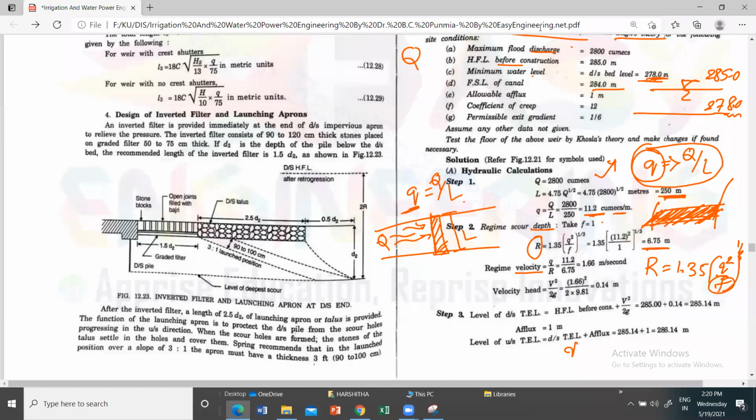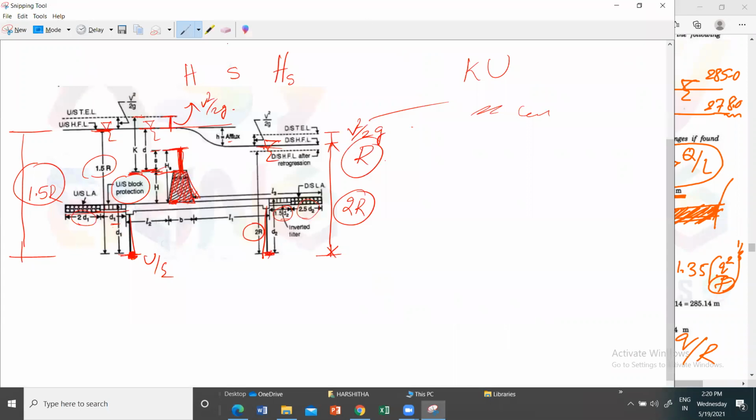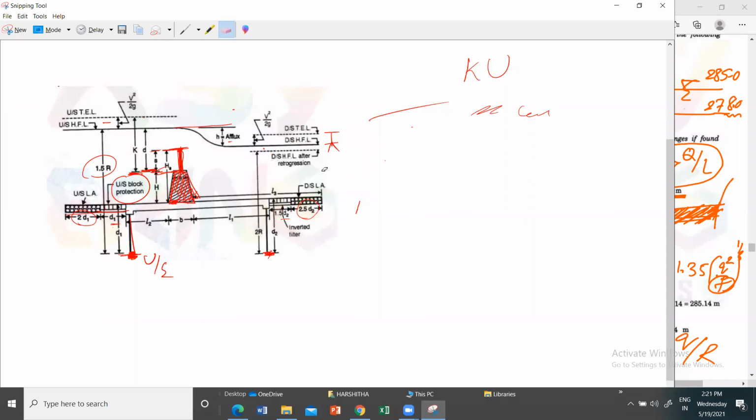After that we need to calculate the velocity. Velocity is equal to small q by R. Why are we calculating this? For the calculation of the total energy line on the upstream side and downstream side, and the high flood level on the upstream side and downstream side, we require V square by 2g. Our aim is to calculate all these levels. They are not given in the problem. What is given is only the basic data, such as the high flood level in the river.